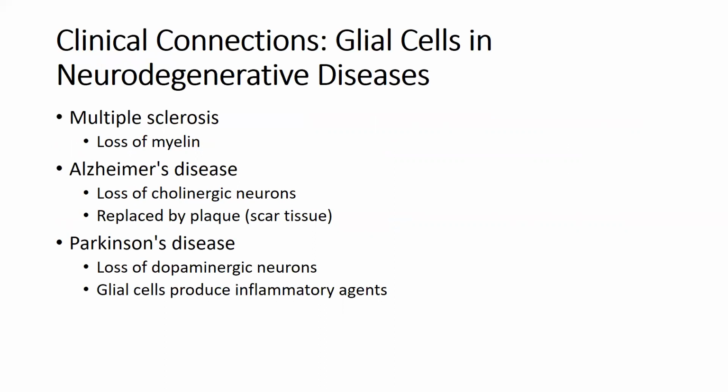Okay, so here we're going to talk a little bit about some clinical connections between glial cells and neurodegenerative diseases. So we'll talk about 3 diseases, just a little bit about how they're brought about and how glial cells play a role in the disease process. So multiple sclerosis is an autoimmune disease, and autoimmune just means that the body's attacking itself. So basically the body cannot identify or differentiate self from non-self, and so it attacks the oligodendrocytes, which are creating the myelin of the central nervous system.